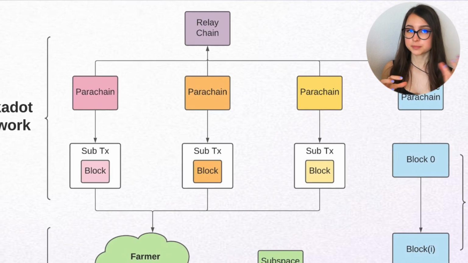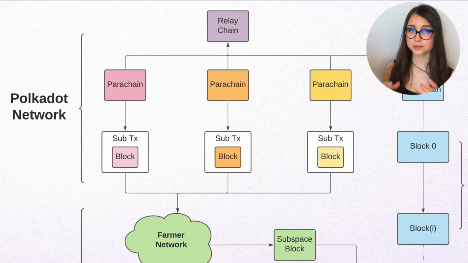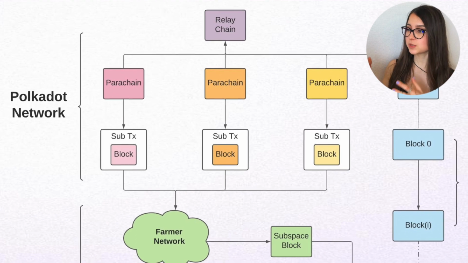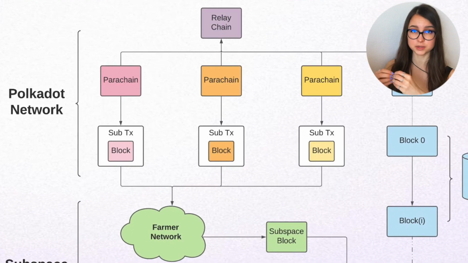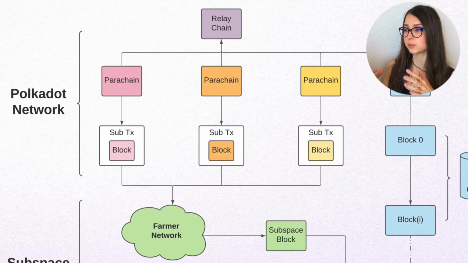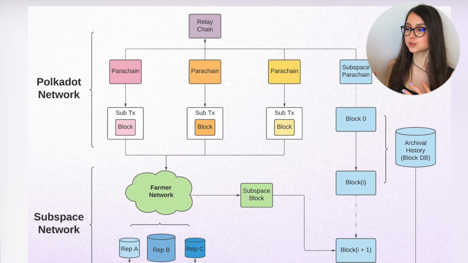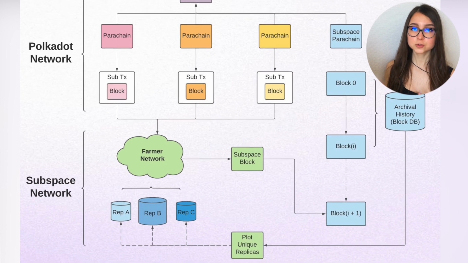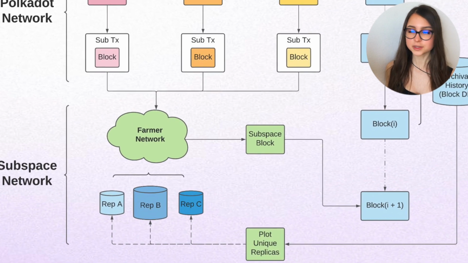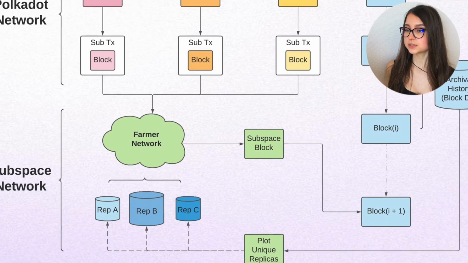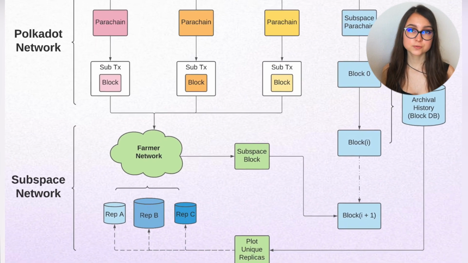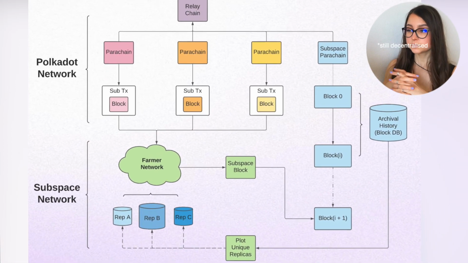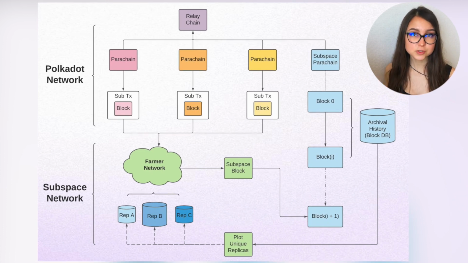All the parachains are part of the Polkadot network, and they have their own archival history, and Subspace allows them to store it all in the farmer network. So none of the parachains have to be personally responsible for that history. And Subspace stores its own archival history in the farmer network, and it also stores replicas of it, however many replicas there are going to be. Basically, it allows for archival storage of different blockchains to be all in one place, and instead of being personally responsible for that, they can just allow Subspace to store it permanently and safely.